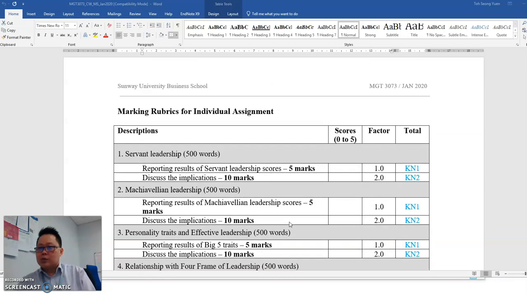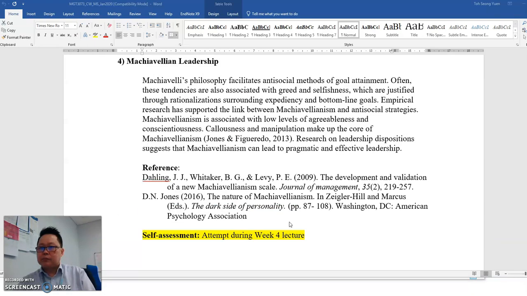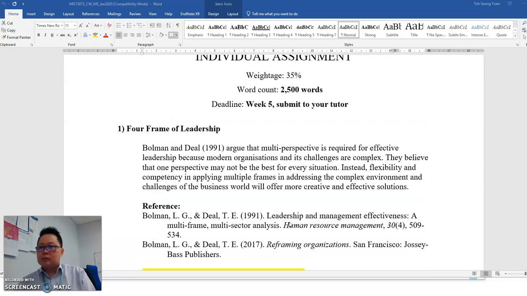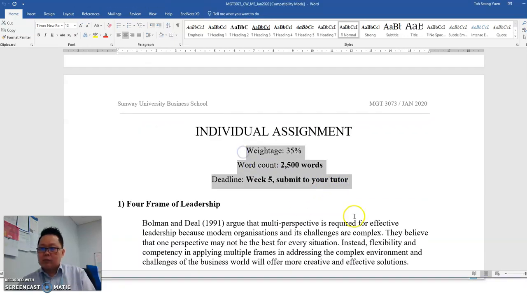So next week, you're supposed to submit this individual assignment. And I did mention that you should submit to your tutor. So you should engage your tutor, talk to your tutor, and decide on which day next week is agreeable for you and the tutor to submit.